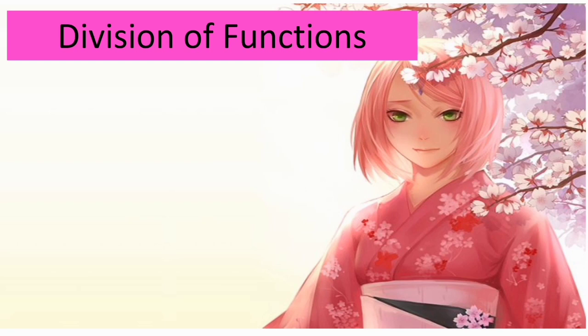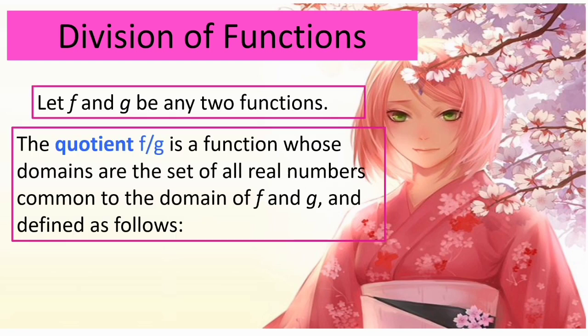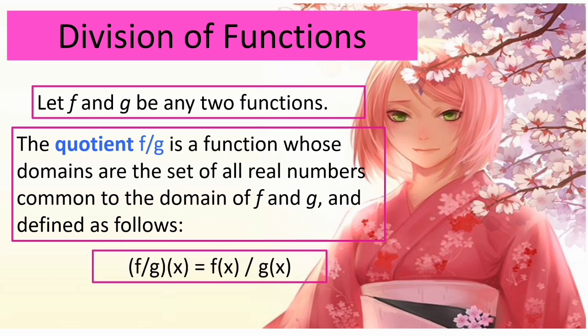Division of functions. Let f and g be any two functions. The quotient f over g is a function whose domain are the set of all real numbers common to the domain of f and g and defined as follows. f over g of x is equal to f of x over g of x.